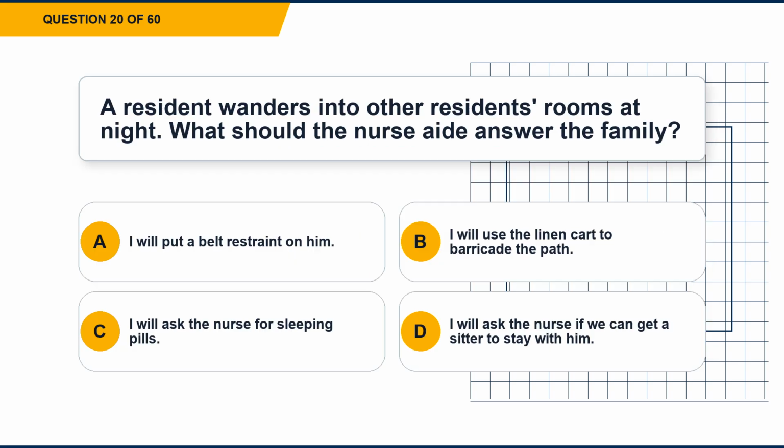Question 20. A resident wanders into other residents' rooms at night. What should the nurse aide answer the family? Option A, I will put a belt restraint on him. Option B, I will use the linen cart to barricade the path. Option C, I will ask the nurse for sleeping pills. Option D, I will ask the nurse if we can get a sitter to stay with him.